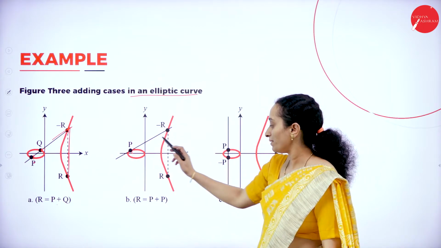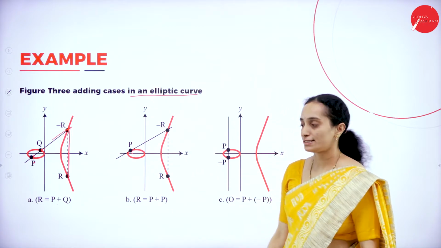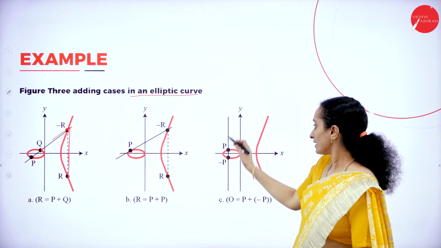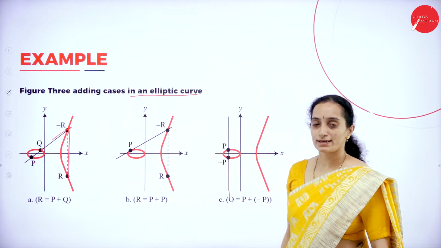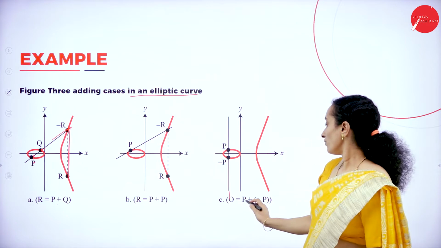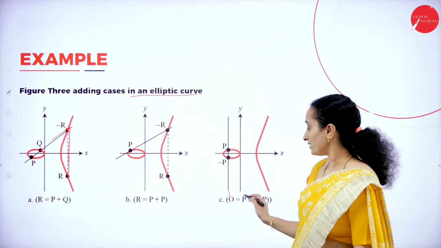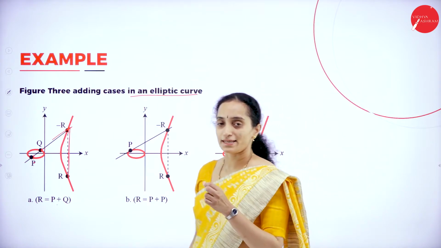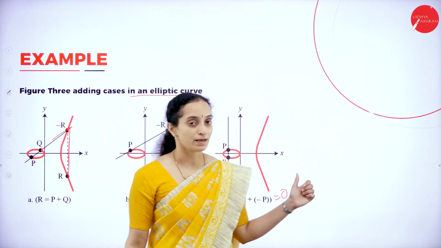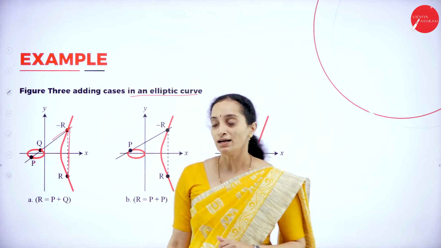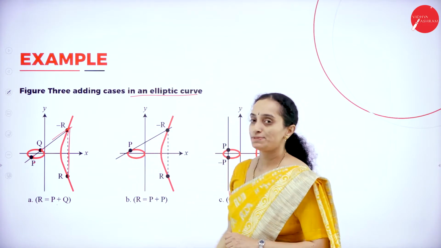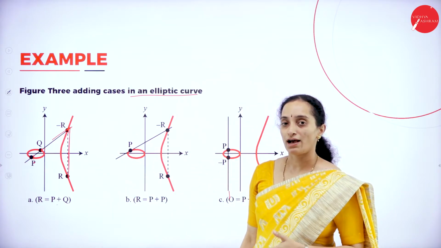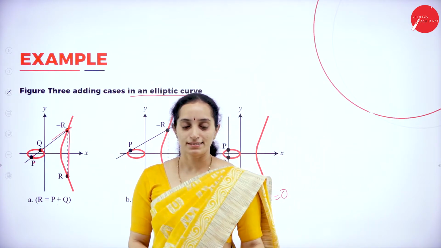R = P + P. We are taking the same value. And this is O = P + (−P), taking the negative quadrant in x. This will become 0. When you have P plus minus P, the value will become 0, isn't it? So we have the example of the elliptic curves in these 3 different cases. So we have the addition cases in this.